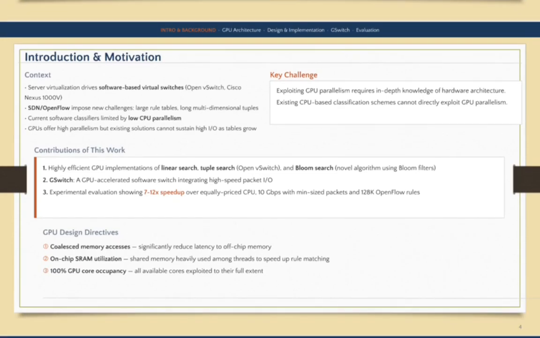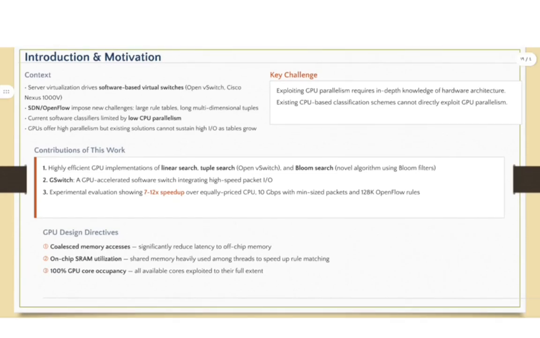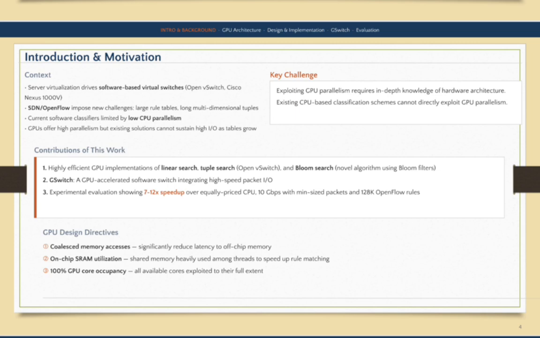4. This slide explains the motivation and contributions of the paper. In virtual data centers and SDN networks, packet classification becomes more complex because of large rule tables and multiple header fields. Traditional CPUs have limited processing power, while GPUs can process many packets simultaneously.